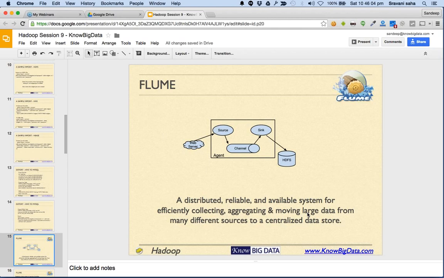In concrete terms, it's a distributed, reliable, and available system for efficiently collecting, aggregating, and moving data from many different sources into a central data source. And the central data source is mostly HDFS. So you can gather the data from multiple sources onto one.